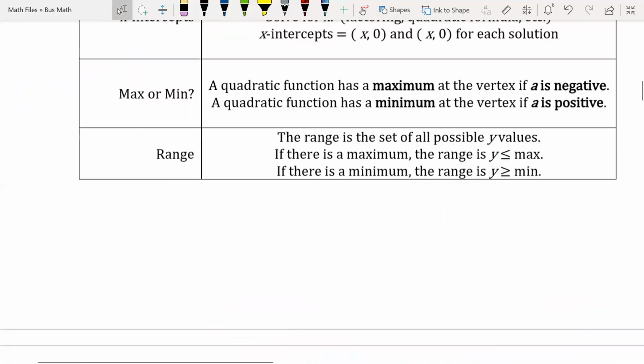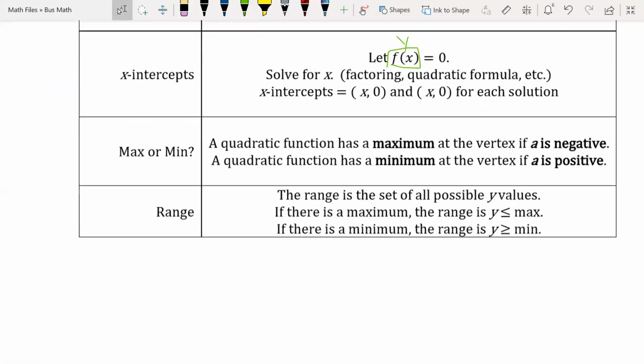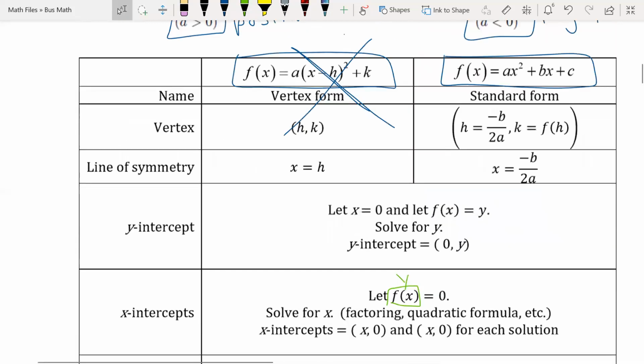Max and mins. Next is range. Remember, range deals with y values. The range is the set of all possible y values. If your graph has a maximum, then the range is all your y values up to that max. If your graph has a minimum, it's your y values from your minimum all the way up to infinity. And I'll show you what that means again. Let's go back up.